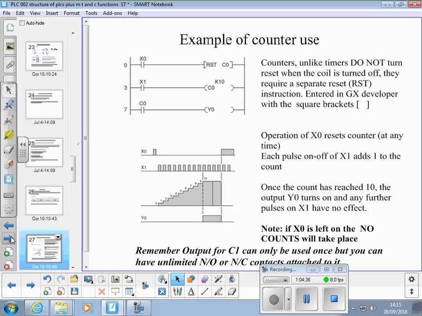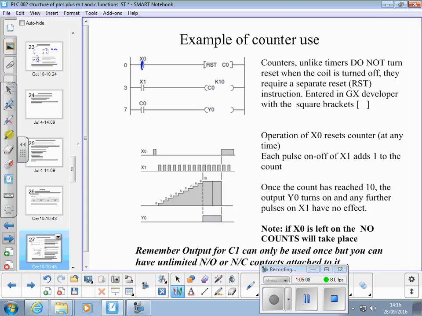Counters work a little bit differently to timers. They don't reset themselves. You have to do a separate reset instruction to reset a counter, and that's done like you did the timer. It's in square brackets instead of round ones, and it's RST space and then the counter number. So in this case, when we turn the input X0 on, like so, we reset the counter.